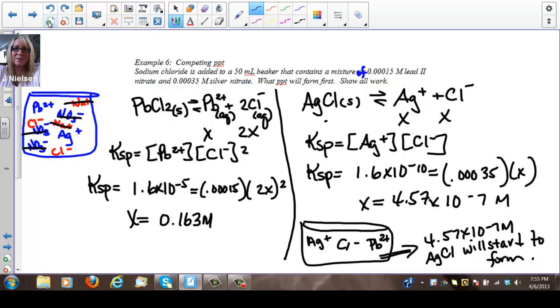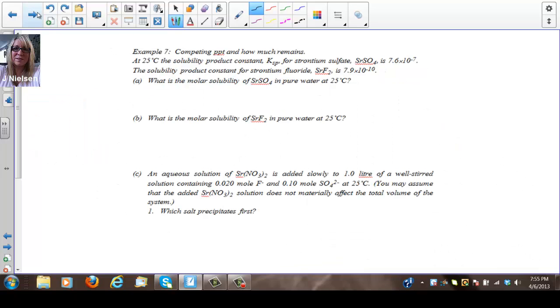Last page. Competing precipitate. How much remains? At 25 degrees, the solubility product constant Ksp for strontium sulfate is 7.6 times 10 to the negative 7. The solubility product constant for strontium fluoride is 7.9 times 10 to the minus 10. So what is the molar solubility of SrSO4 in pure water?